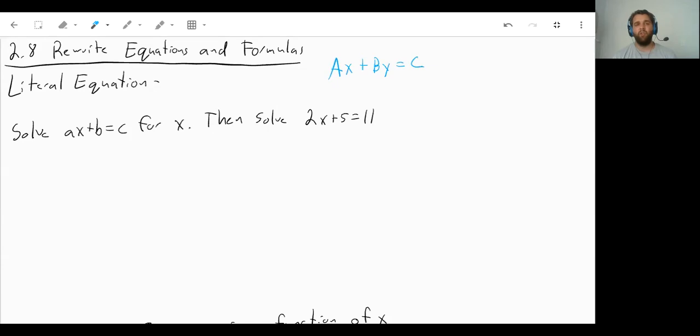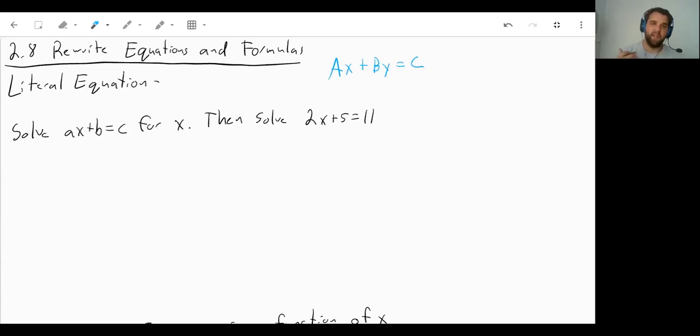The reason that literal equations are helpful is that if you can rearrange your equation to solve for whatever value you want, you can then replace in whatever numbers you have. If your numbers keep changing, you can then solve it a lot faster. So let's go ahead and solve this literal equation for x, and then we'll solve the other equation.